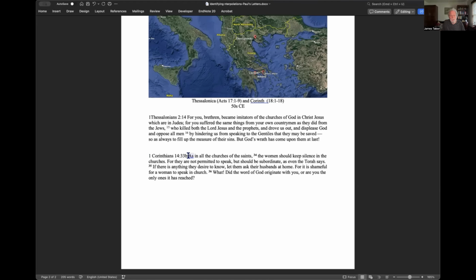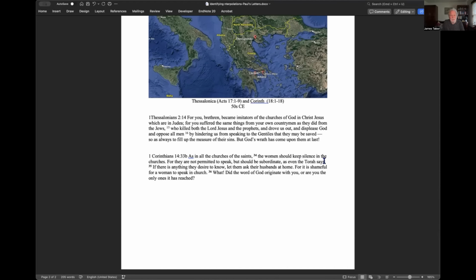As in all the churches of the saints, saints here just means followers of Jesus. It's not a special category of really, really holy people. It's everybody. It means to be set apart or sanctified from the world, basically. The women should keep silent in the churches, churches being the assembly. They didn't have buildings. For they're not permitted to speak. Wow, that's pretty strict. But should be subordinate, as even the Torah says.